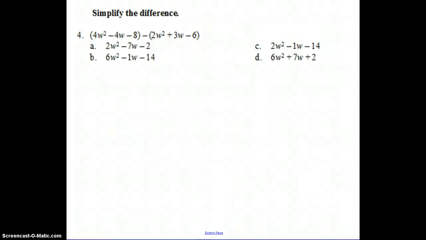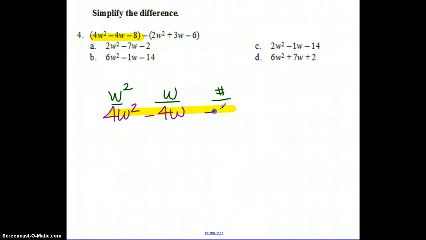Okay, next one. Wants us to simplify the difference. Remember with adding and subtracting, with both of those we have to put things in standard form. If we look at this, we can see that w squared is our highest exponent. Then it would be w and then our number. So we're going to make 3 columns here. Now we're going to start out by taking this first one and sorting it into the first row here. So 4w squared minus 4w minus 8.